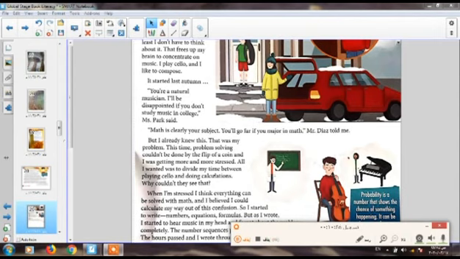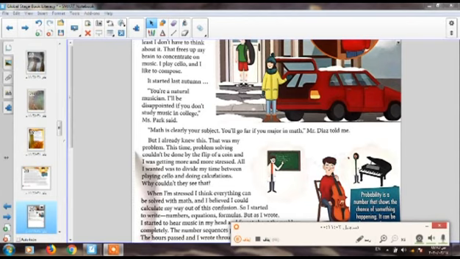It started last autumn. You're a natural musician. I'll be disappointed if you don't study music in college. Miss Park said, math is clearly your subject. You'll go far if you major in math, Mr. Diaz told me. But I already knew this.